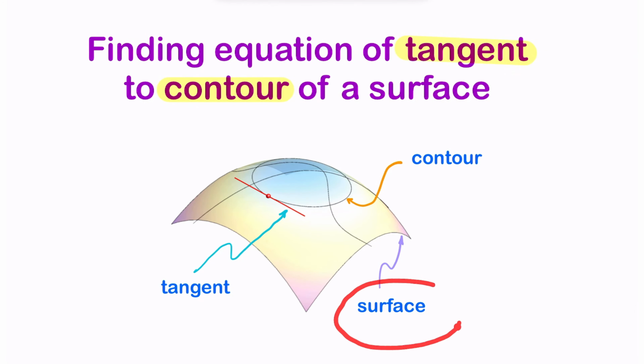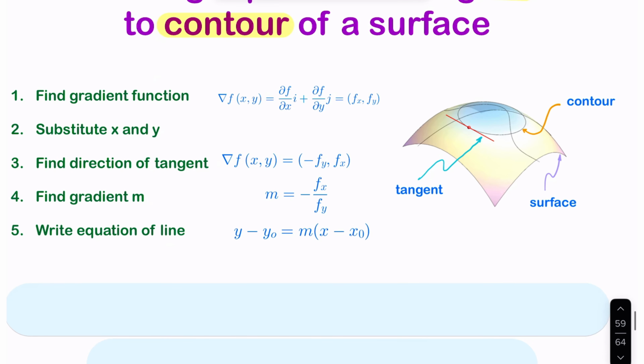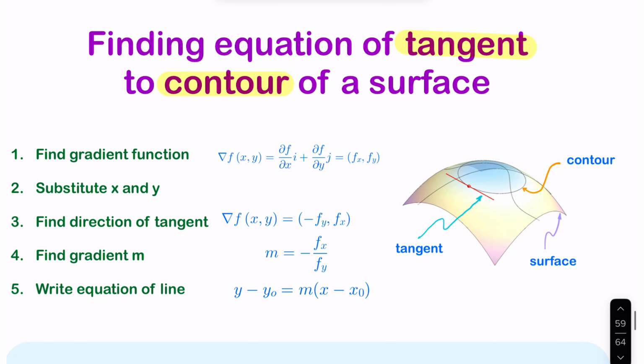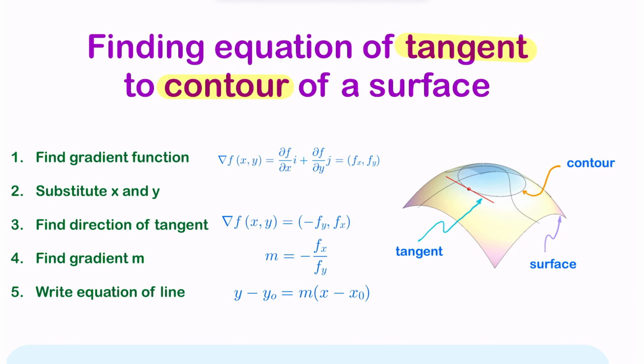Sometimes we have a surface with a given contour, and we need to find the equation of the tangent to that contour at a given point. So there's a 5-step method of doing this. The first step is to find the gradient function. In other words, the partial derivatives of the function in the x and y directions.